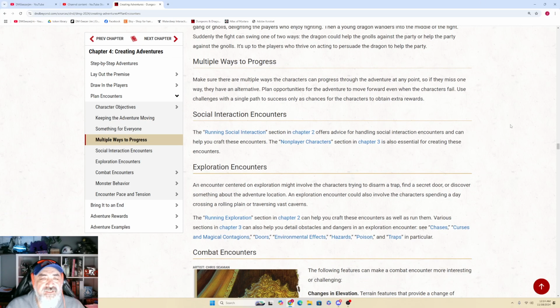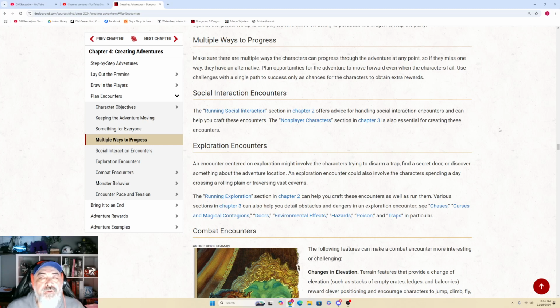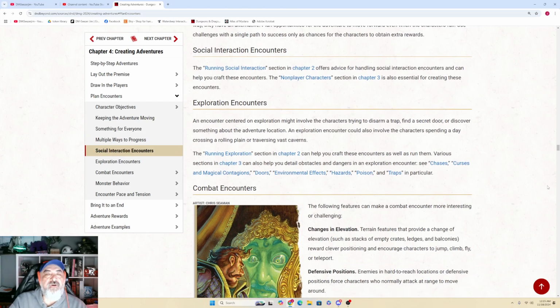Multiple ways to progress. Make sure there are multiple ways the characters can progress through the adventure at any point, so if they miss one way, they have an alternative. Plan opportunities for the adventure to move forward even when the characters fail. Use challenges with a single path to success only as chances for the characters to obtain extra rewards. Social interaction encounters. The Running Social Interaction section in Chapter 2 offers advice for handling social interaction encounters and can help you craft these encounters. The non-player characters section in Chapter 3 is also essential for creating these encounters.